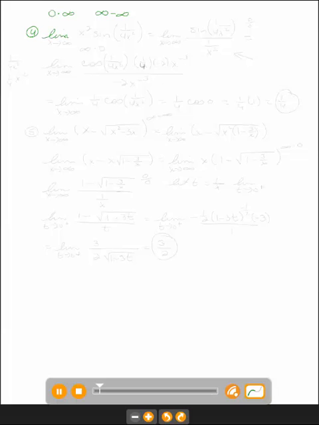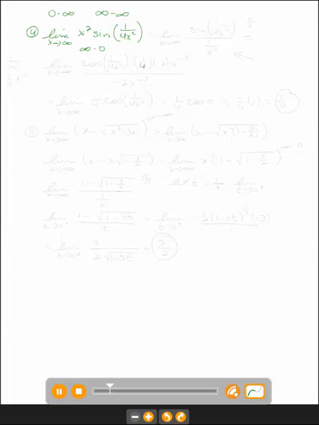They want us to find the limit as x approaches infinity of x squared times the sine of 1 over 4x squared. So if I stick infinity in here, we get infinity in the x squared, but we get the sine of 1 over a huge number. 1 over a huge number is basically 0. So the sine of 0 is 0.